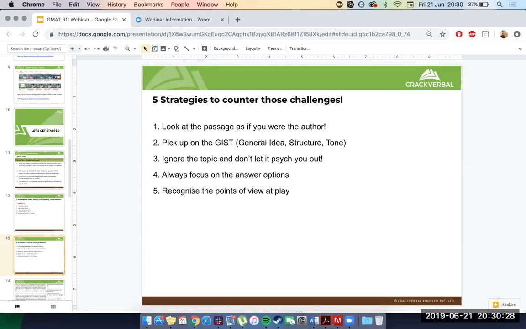And if you realize that there are points of view, it'll probably give you a sense of the structure as well. One paragraph for one point of view, one paragraph for another point of view, maybe, right? So keep that in mind when you approach answering questions.